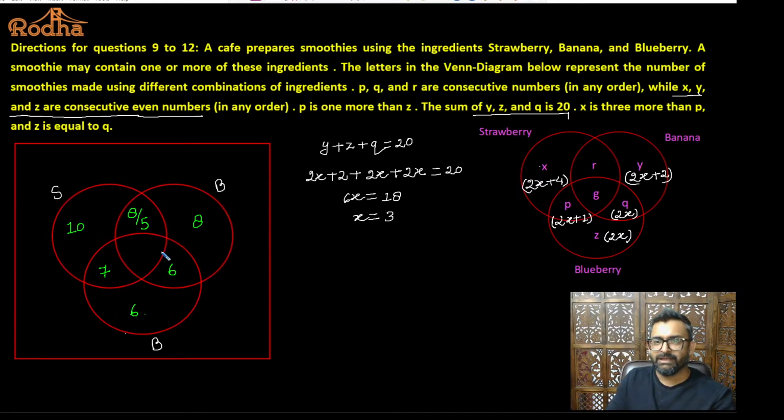Fine. And do we have any information regarding G? No, we don't know the information regarding G, so this will remain G. Clear? Fine. So this is the information we have, and we have to answer the question according to this information. Okay, so let's see what we can do.